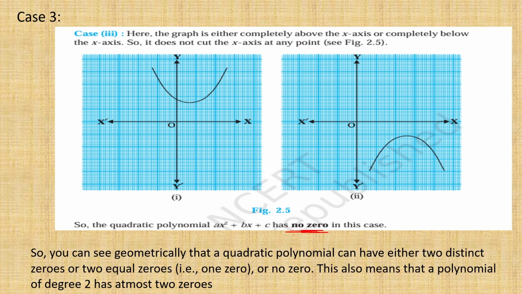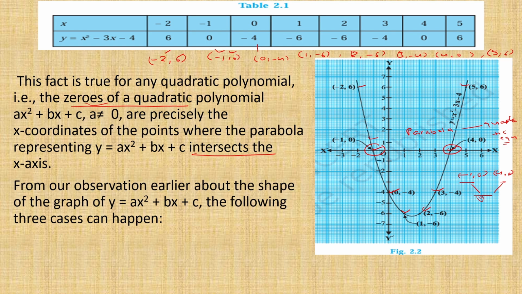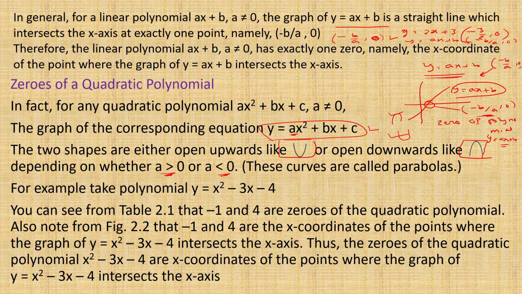Next, what we have seen in zeros of a quadratic polynomial: the general expression is y is equal to ax square plus bx plus c. It intersects the x-axis at some points. Those points are called zeros of the quadratic polynomial. The shape of a quadratic polynomial is always a parabola. Whether it opens downward or upward is decided by the value of a, the coefficient of x square. If the coefficient of x square is greater than 0, then it is a downward parabola. If it is less than 0, then it is an upward parabola.